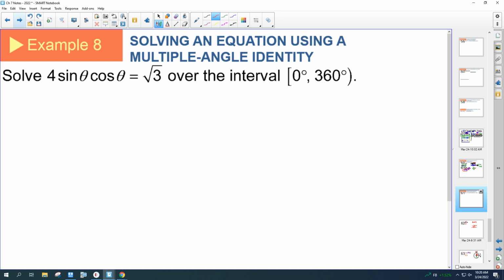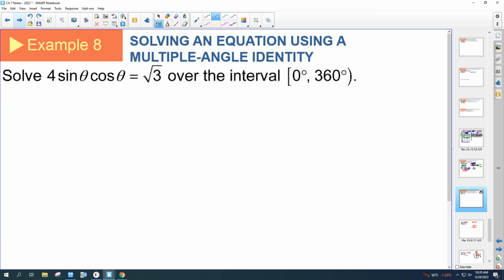Number 8. I know I can't isolate because there's more than one. It doesn't look like a factoring problem, doesn't look like the quadratic formula, so I'm probably going to use an identity. You've got to find an identity that looks kind of like this one. There isn't one that looks perfectly like this one because of the 4.